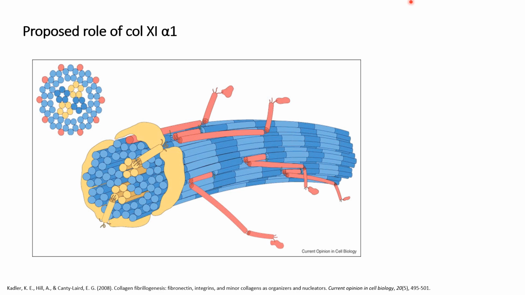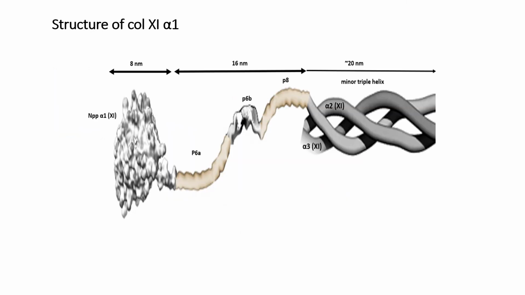Here, the aminopropeptide domain of collagen 11 alpha 1 also shares some homology with the LNS domain. This is the schematic representation of the aminopropeptide domain of the collagen 11 alpha 1 chain. This globular region is the aminopropeptide domain, and these regions are the variable regions. The dimensions were determined by transmission electron microscopy.